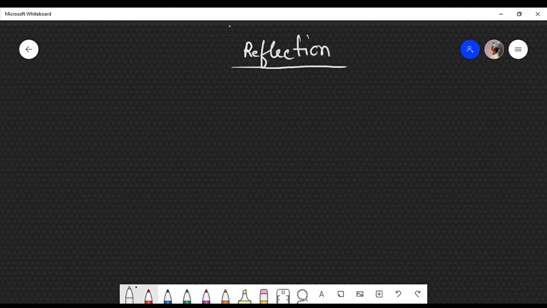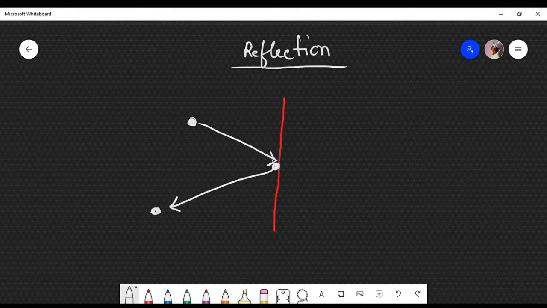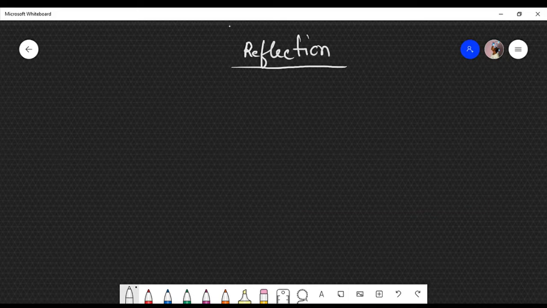So what exactly is reflection? Let's say you have a wall right here and you throw a ball at that wall, and eventually the ball will come back. So that could be an example of reflection. Let's dig deeper into it.